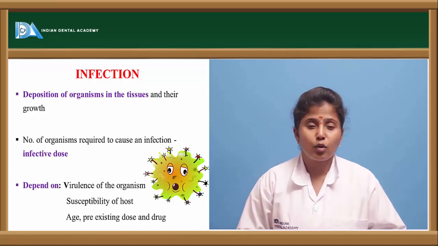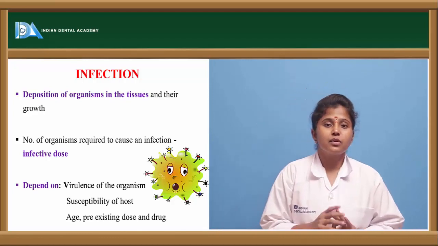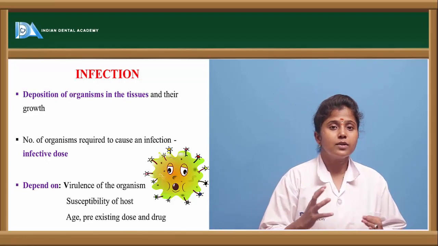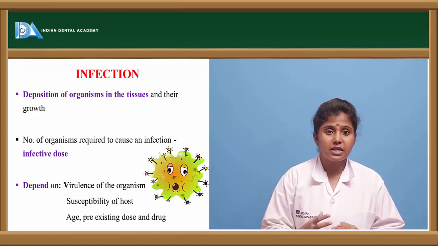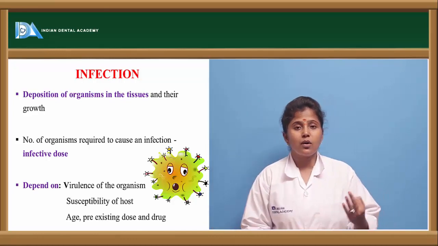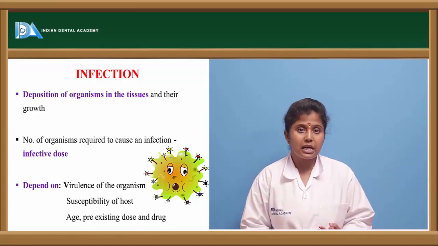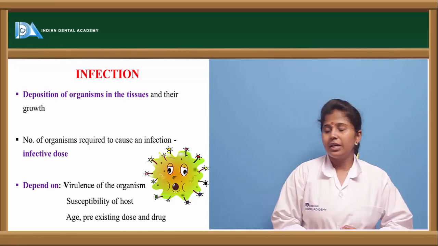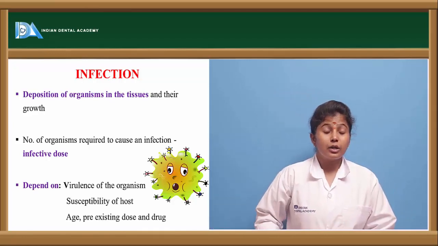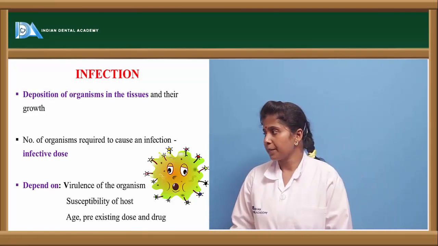And this infective dose or the infection depends on three aspects. One is virulence of the organism. Virulence is nothing but the ability of the microorganism to damage the cell. How capable the organism is of damaging the cell is called virulence. Then susceptibility of the host: how susceptible the person is, or how well the person can fight against that infection. And age and pre-existing disease. All these are taken into consideration to say whether the person is infectious or not.